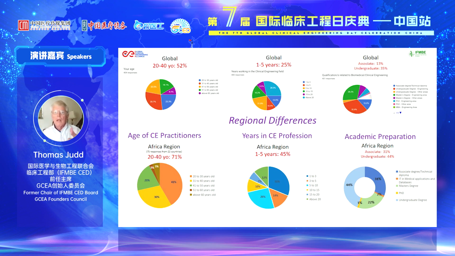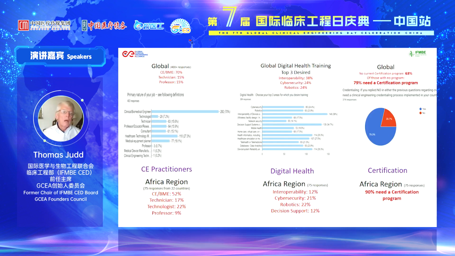Imagine that. Globally, 1 to 5 years in the profession is about 25% of the profession. In Africa, it's 45%. More about degrees here. I was talking about associate and undergraduate. You see differences in China. This is more data from the survey.